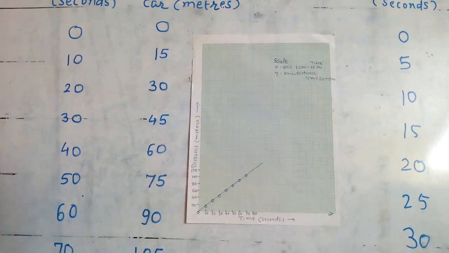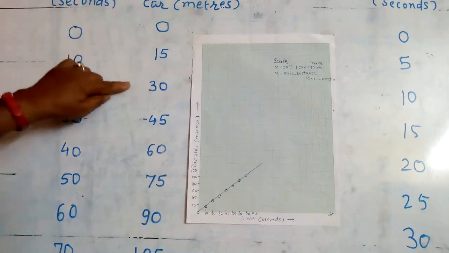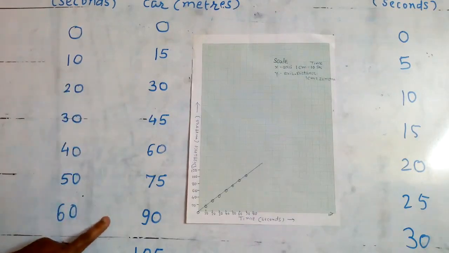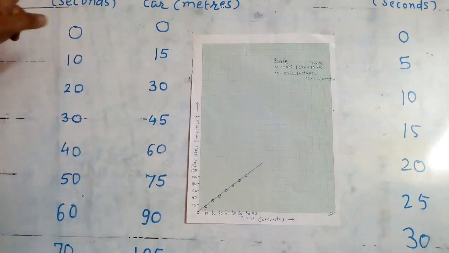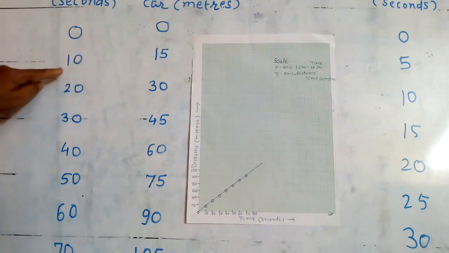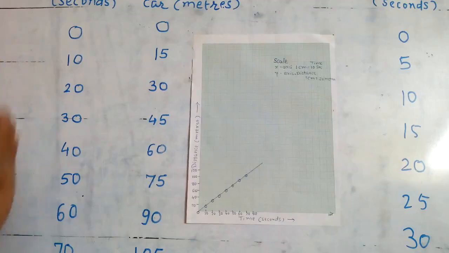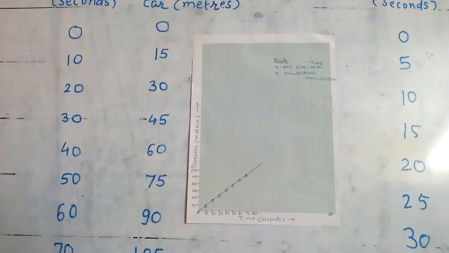Or otherwise in the examination it may be asked, graph is given, table is given, you are asked to draw the graph and tell the nature of the graph, what type of motion it is. Now if it is not given in this way, by observing the table you can understand this type of motion is called uniform motion. The car has covered in each 10 seconds 15 meter distance. So this is a graph for uniform motion. Now we'll study the graph for non-uniform motion.